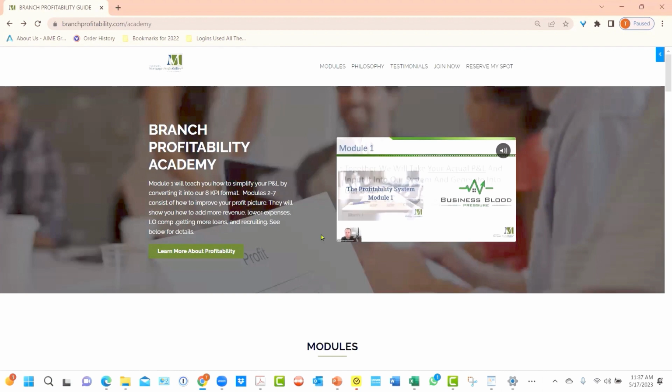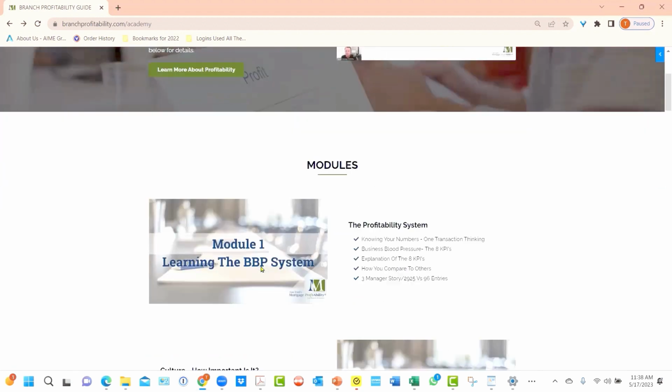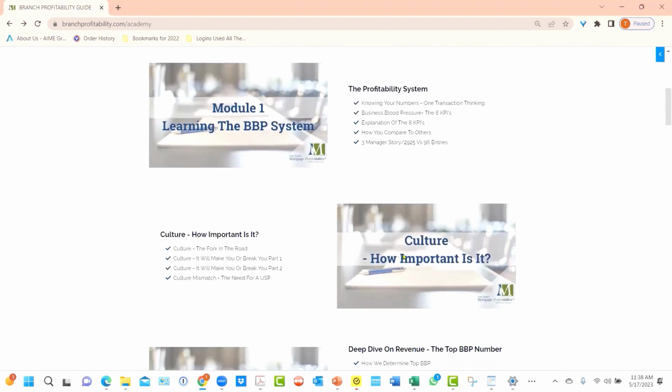Tom, go ahead and can you show us the modules and what we're talking about on the site? Can you see my screen? Yes. Okay, great. So again, watch this. I think it's 6 minutes. I'll tell you about the whole program, what it entails, but I'll go briefly with you. Module 1 talks about knowing your numbers, the business blood pressure. We do a rehearsal to make sure that you understand the whole business blood pressure system, and talk about culture, how it's got to be a match through that process.